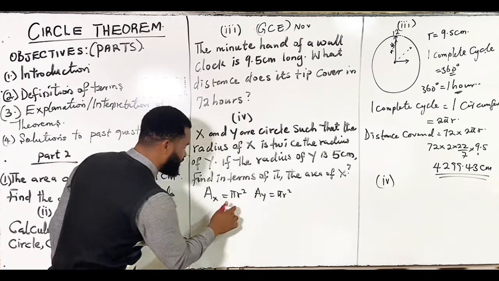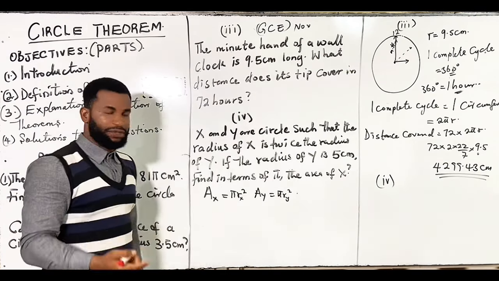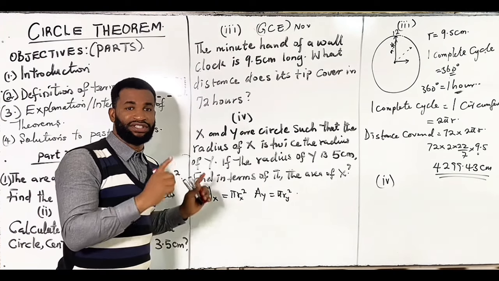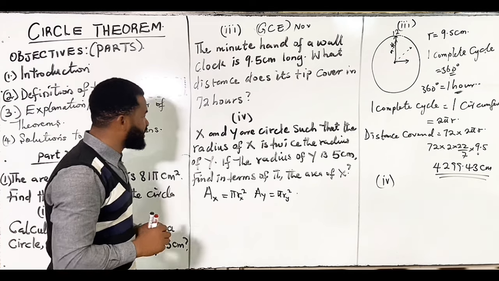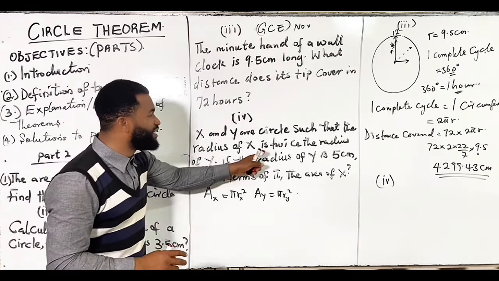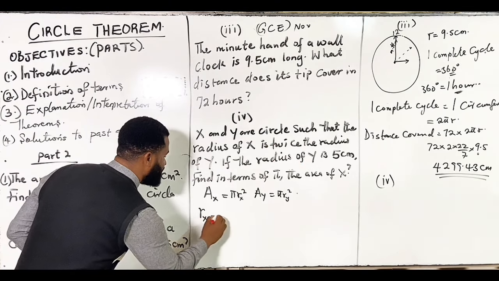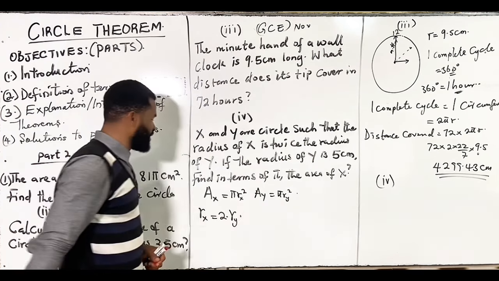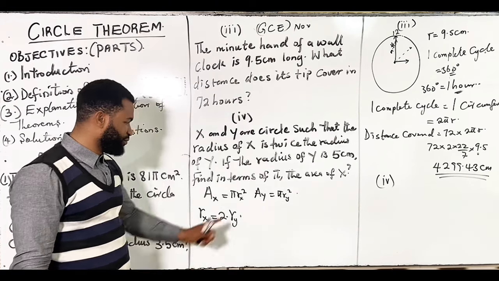So this r is going to be sub x, and this is going to be sub y. That means the area of x and the radius of x, because that is the only thing that differentiates the two circles. But pi is constant. Now, it says that the radius of x is 2 times the radius of y. That means wherever I see the radius of x, I'm going to put 2 times the radius of y.